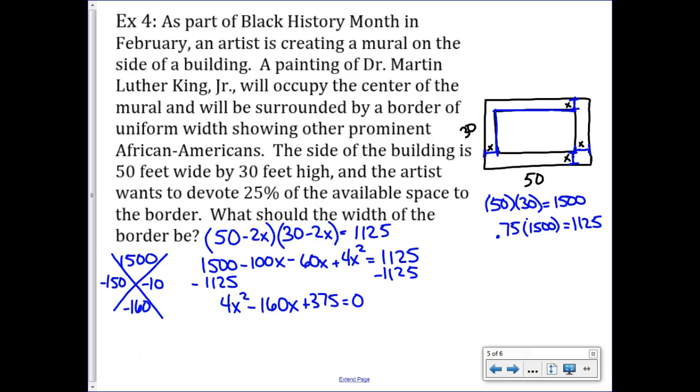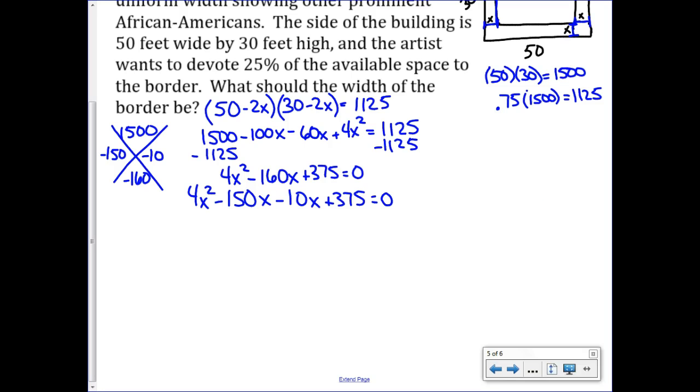So then I have 4x squared minus 150x minus 10x plus 375 equals 0. I'm going to extend my page a little bit so we can keep this going.